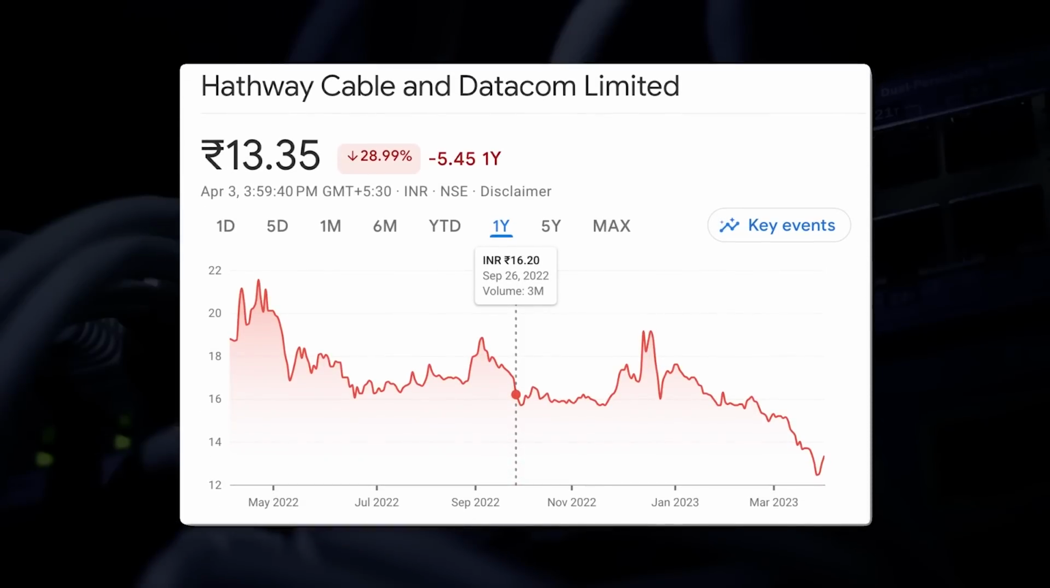So one stock that I have sold partially and I will probably re-enter and buy more of subsequently is Hathway Cables. So let me very quickly explain to you the pros and cons of Hathway Cables and what are the risk and reward equation I see with them.